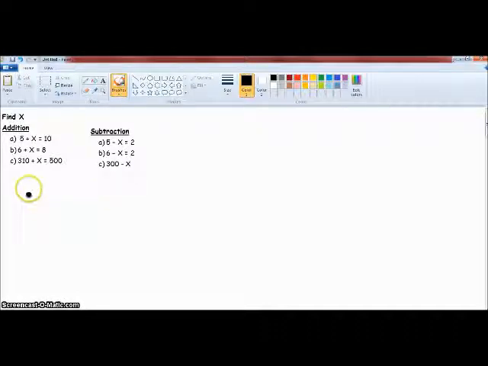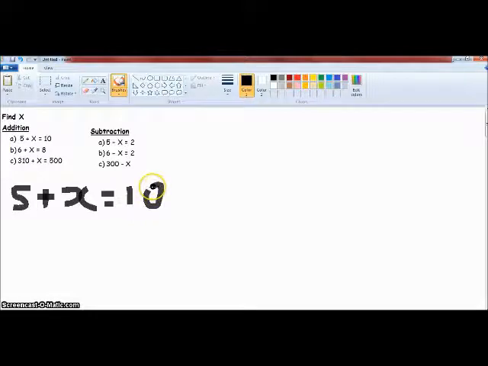Now let us first start with 5 plus x. Okay, so we are starting with addition. So if you are given a question 5 plus x equals 10, here you are required to find the value of x. What they are asking for here is what number should be added to 5 for it to give you 10. That is what it means. 5 plus x equals 10. So we want to know what number is being represented by this variable x.